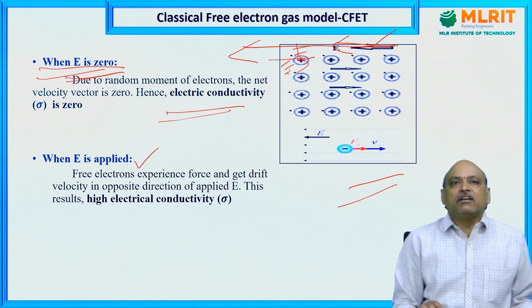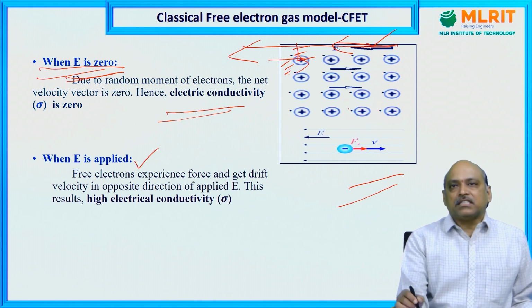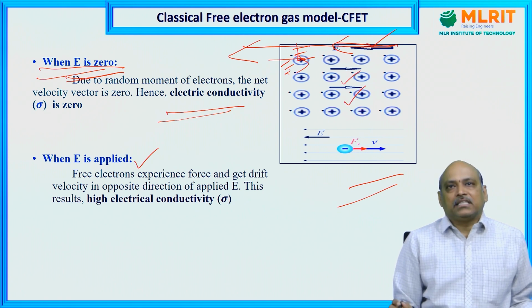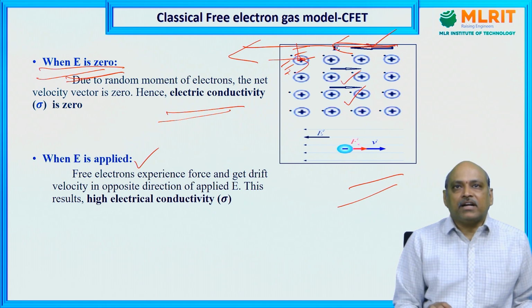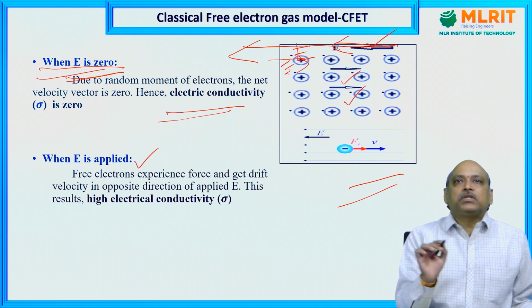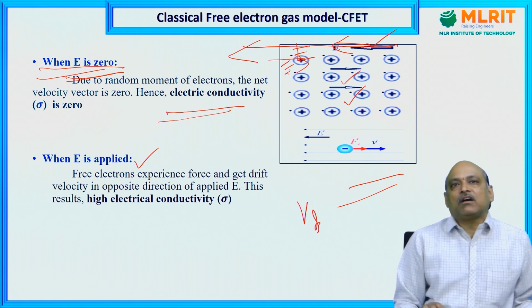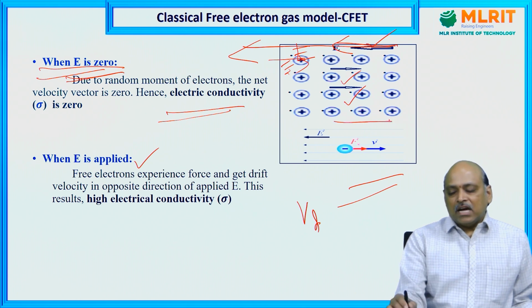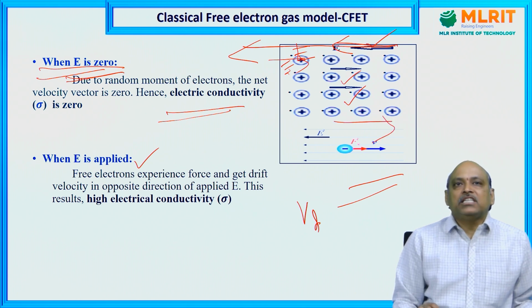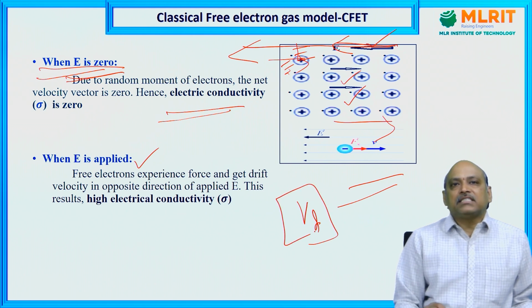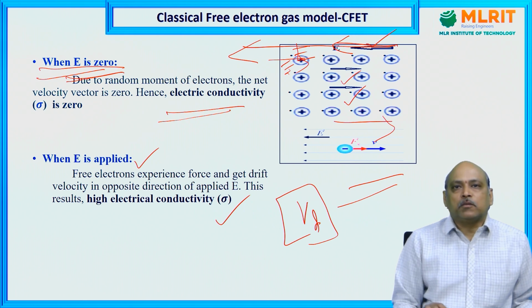Due to this drift velocity, all these free electrons will move from left to right. The electric field is applied from right to left, and the free electrons experience a force from left to right. Due to that, they acquire a velocity called drift velocity, and the momentum gives a huge value. So if the drift velocity is very high, we can say that the electrical conductivity in that metal or material will also be high.